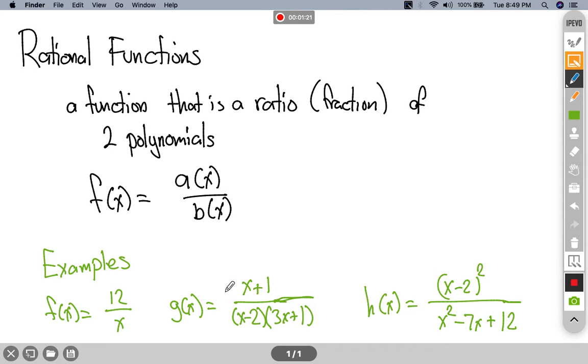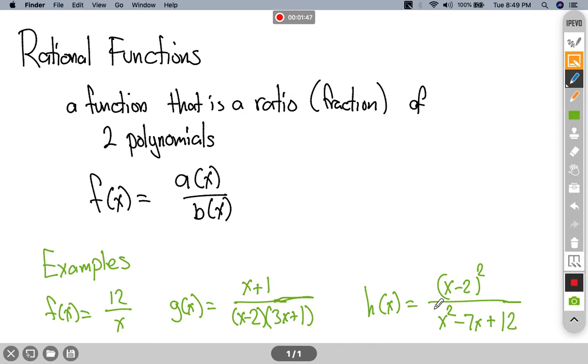in the numerator. So here I have 1x plus 1. My denominator is x minus 2, 3x plus 1. Here I have x minus 2 quantity squared over x squared minus 7x plus 12. These are all examples of rational functions, and that's what we're going to be spending some time looking at. So today we're just going to get into some basic ideas with this.